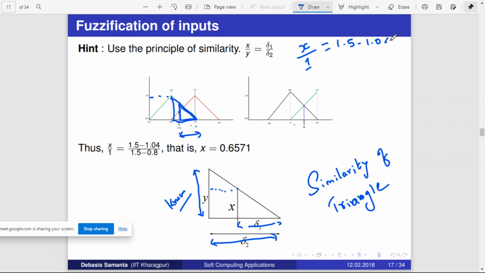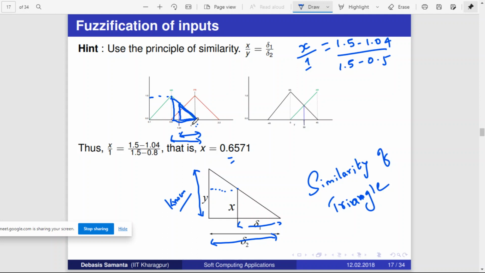1.04. 1.5 minus 1.04. This entire thing is delta 2. 0.5 to 1.5 is delta 2. So how can you calculate 1.5 minus 0.5? If you solve this equation, you will get the value for x. That is how we got this 0.6571. So now we have found only one point. So this point is corresponding to what? I guess this is corresponding to NR.